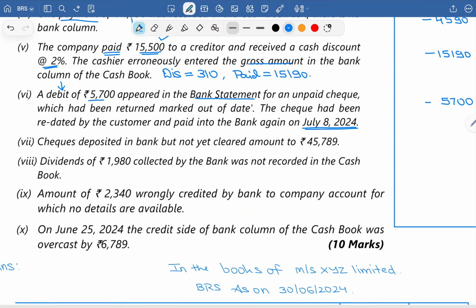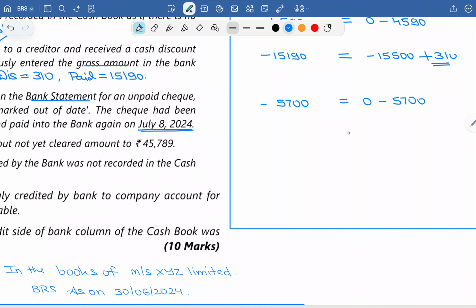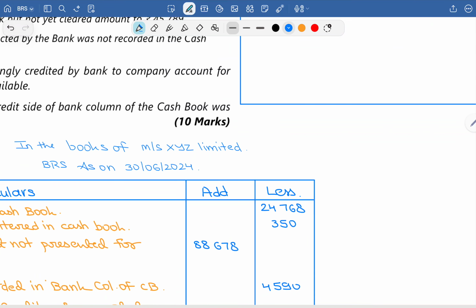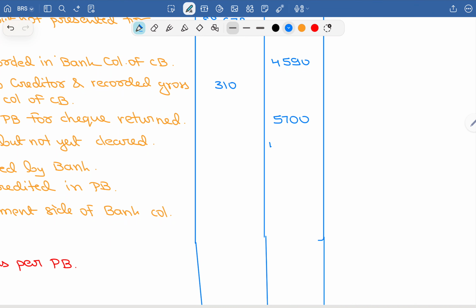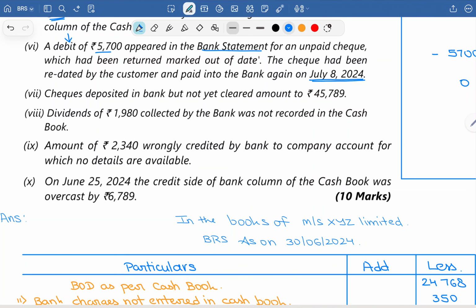Next, adjustment number 7. Checks deposited in bank but not yet cleared, amounting to rupees 45,789. This is a timing difference. Check deposited, we will increase the balance in the cash book. So plus 45,789, but there is no increase in the passbook. Passbook is still 0. So I have to deduct it here. 45,789. So less column 45,789.